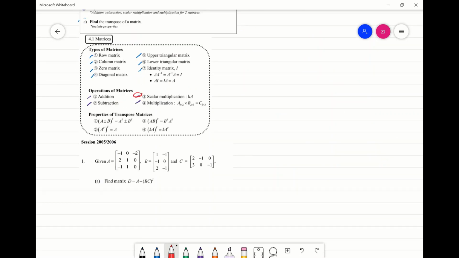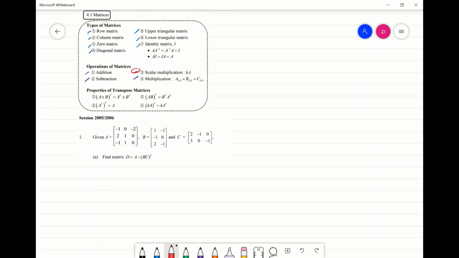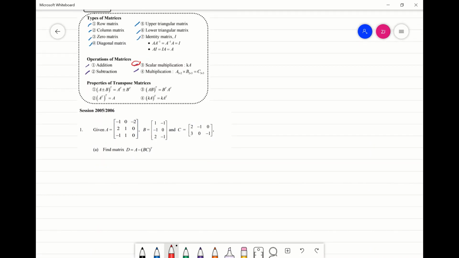Now the last learning outcome is to find the transpose of a matrix, and we need to include the properties as well. Here we have the properties of transpose matrices listed. There are 4 different properties here. But first, what is a transpose matrix? Transposition of a matrix means we change the rows of the matrix to be the columns. Let's see an example of how to transpose a matrix.